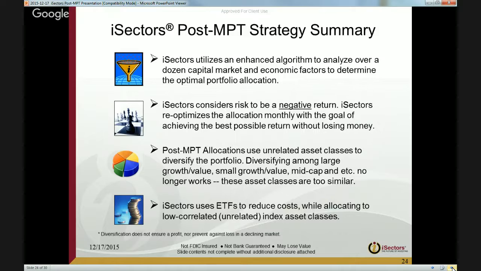Thirdly, the model allocates to a portfolio of asset classes that have much lower correlation to one another, so it's able to uncover the true benefits of diversification. And then finally, the model is able to help you reduce investment vehicle costs by using ETFs versus actively managed mutual funds. So this concludes my presentation and the explanation of the post-MPT models.